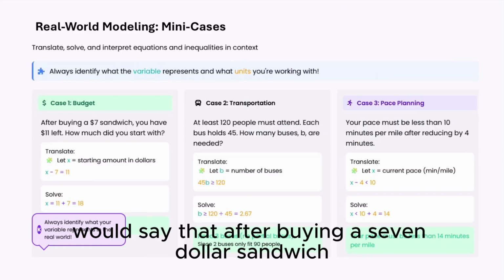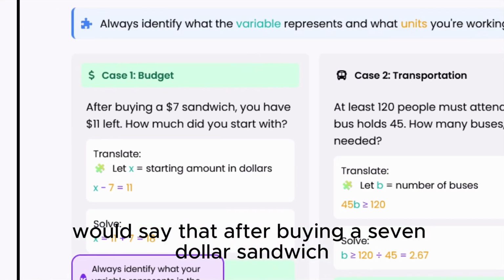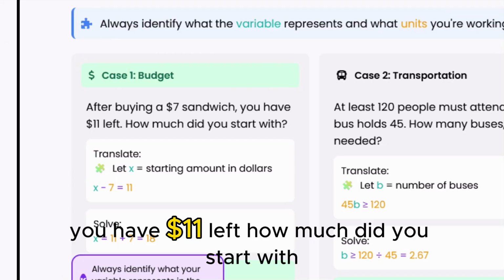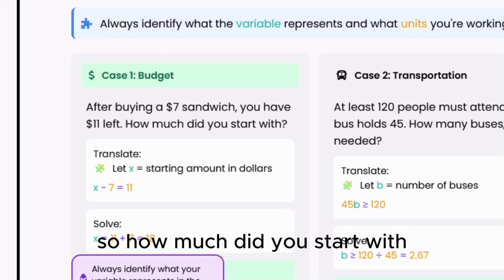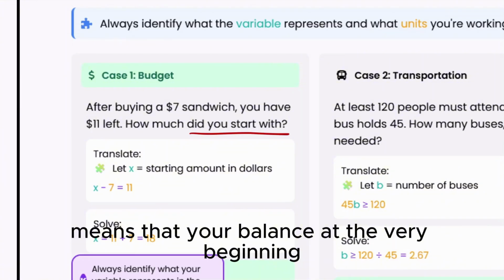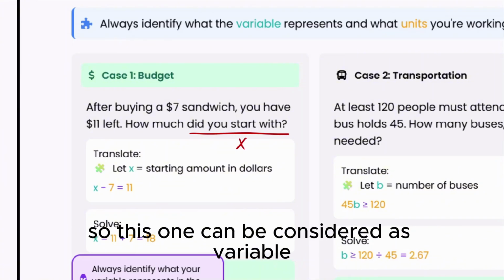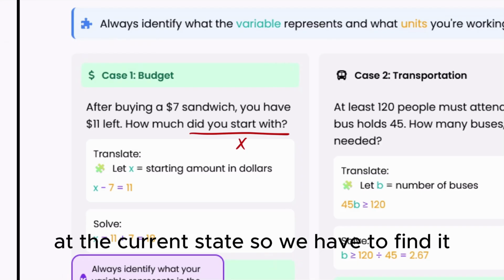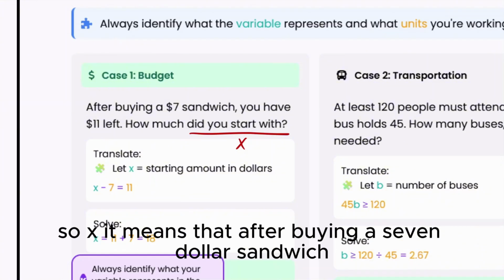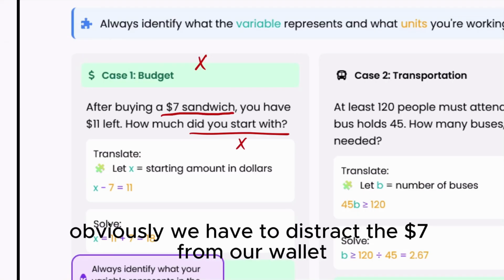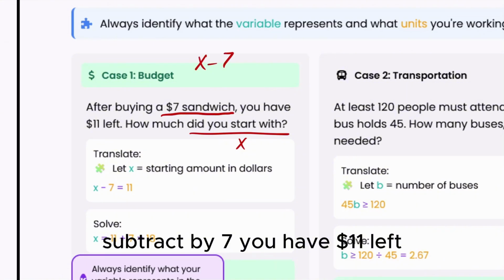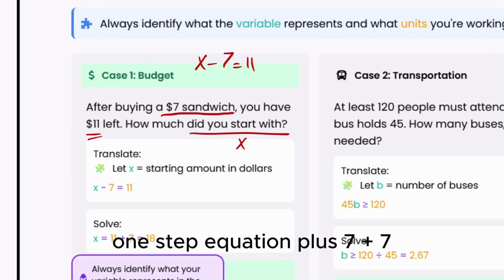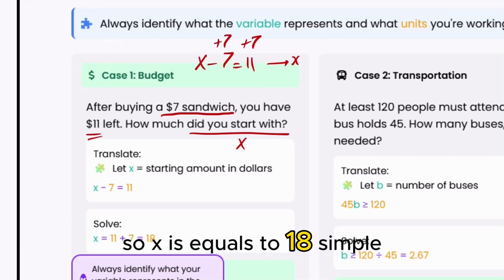The very first question says that after buying a $7 sandwich, you have $11 left. How much did you start with? How much did you start with means your balance at the very beginning. So this can be considered the variable, which we call x. The variable is a number that is unknown at the current state, so we have to find it. After buying a $7 sandwich, we have to subtract the $7 from our wallet. x subtracted by 7, you have $11 left, is going to be 11. One step equation, plus 7 plus 7, so x equals 18.